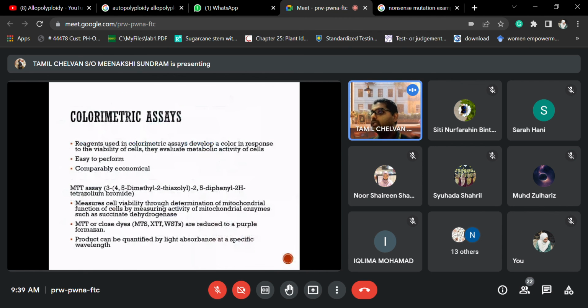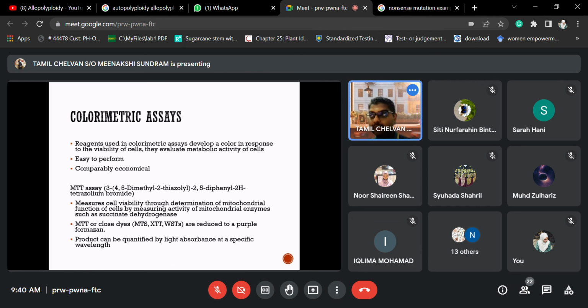Okay, so I'll go through another one. Okay, reagents used in colorimetric assays develop a color in response to viability of the cells. They evaluate metabolic activity of the cells. So kalau colorimetric assay, dia akan, you use this method, it will color the living cells. Okay, it's easy to perform, comparably economical. For example, this one people use a lot.